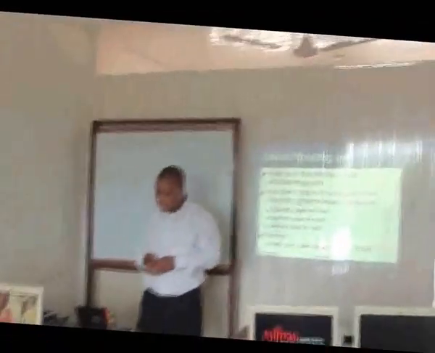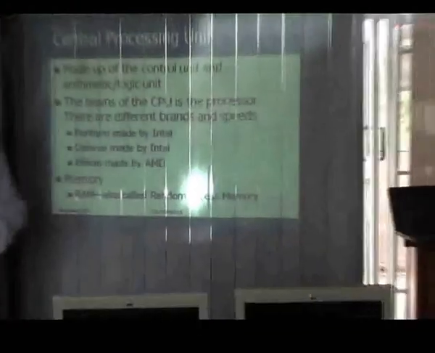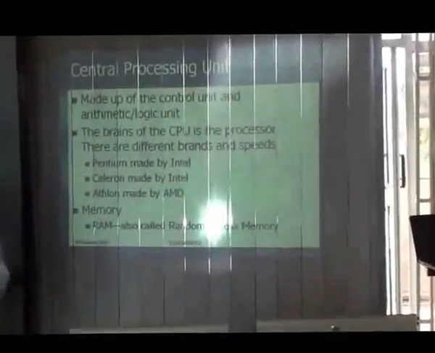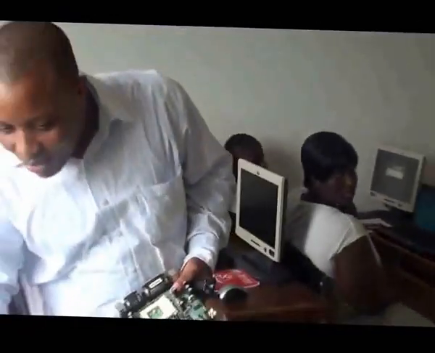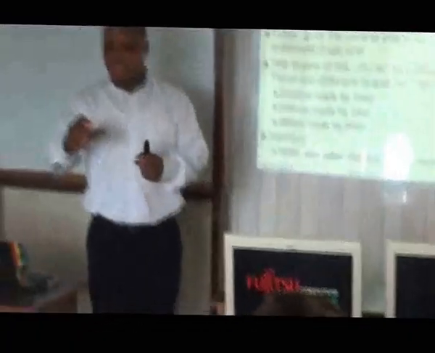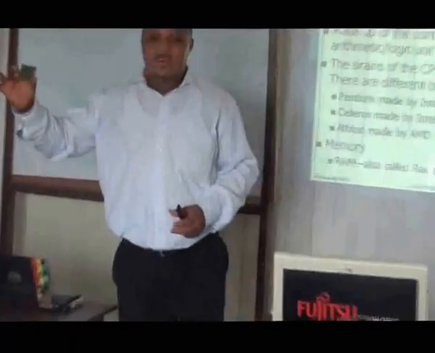Now let's see what it says. It says it's made up of the control unit and then the arithmetic logic unit. Okay? It contains what? The control unit and then the arithmetic logic unit. Good. Processor. So this is how it looks like. The processor.